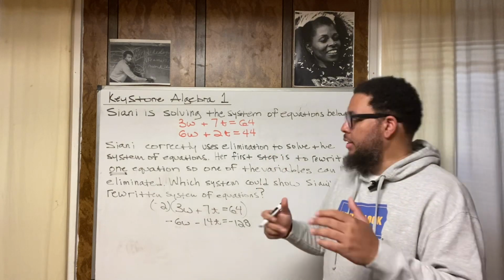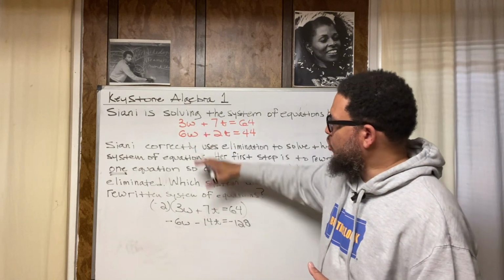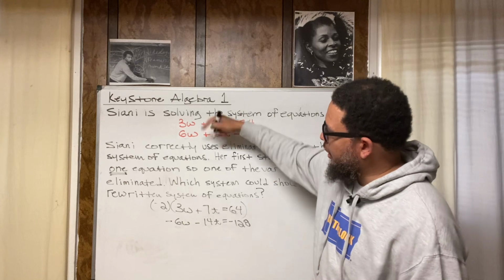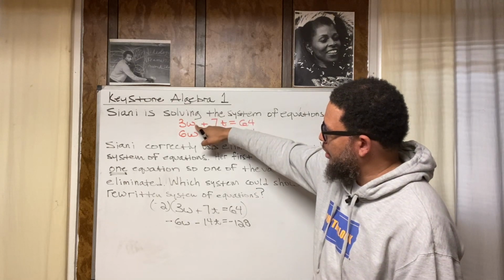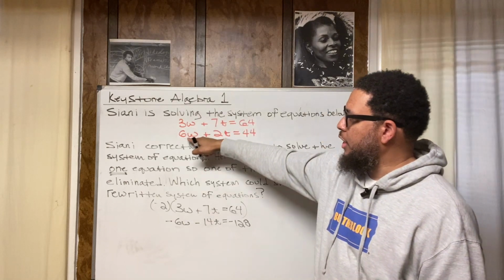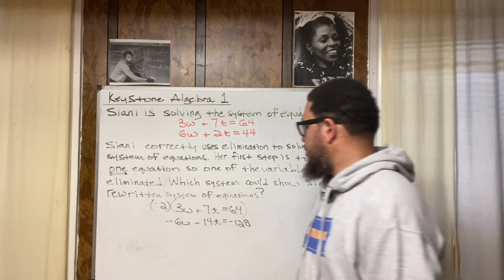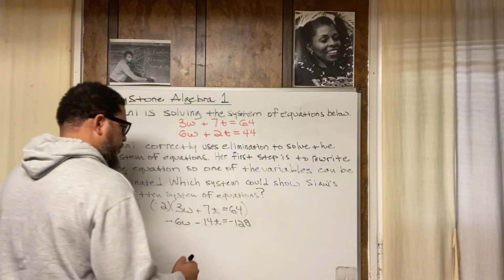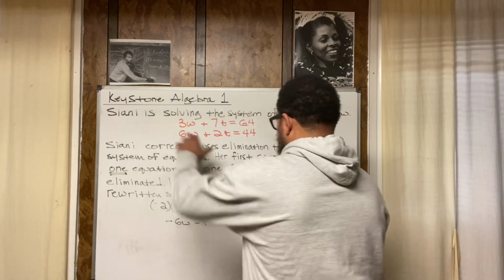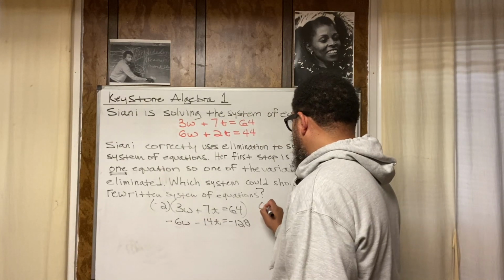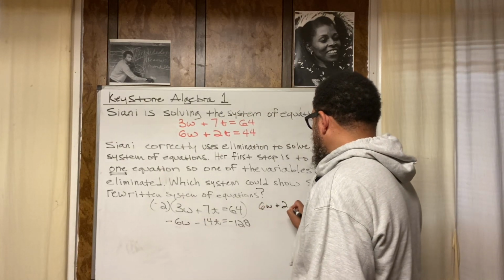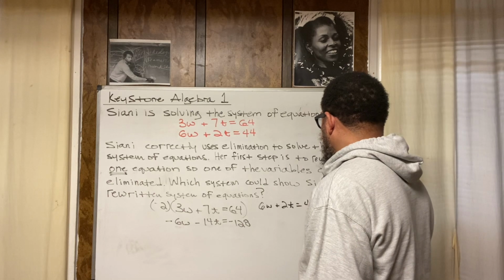All right. Now let's go back to the W's though, right? Because we could get rid of the W's by changing this 3W to a negative 6W. But also, what if you wanted to change, we could also change this 6W to a negative 3W. Watch this. Let me rewrite the bottom equation. So let's say we had 6W plus 2T is equal to 44.